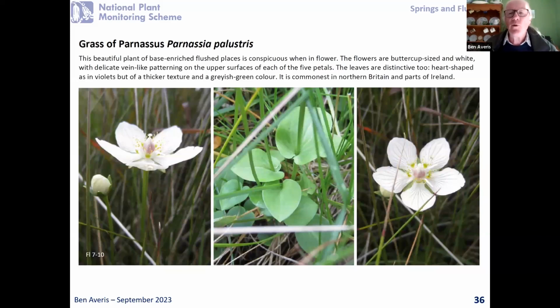Grass of Parnassus, what a beautiful plant. Leaves are a bit like those of the violets, but they're greyer, and they're quite hairless and of a firmer texture than your typical violet leaf, so it doesn't really look like violet. And the flowers, buttercup sized, 5 petals like buttercups, but they're white. And when they're in bud, they have that distinctive look, like you see on the left there, like a little round white thing. A beautiful plant. Base enriched flushes, generally an indicator of pretty good quality habitat, this one.